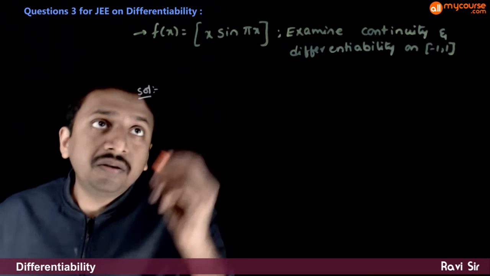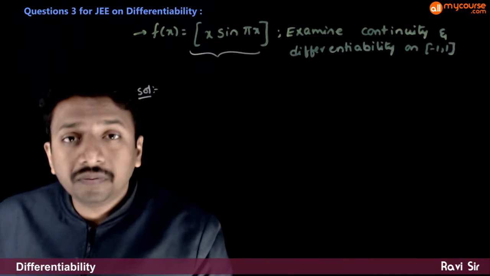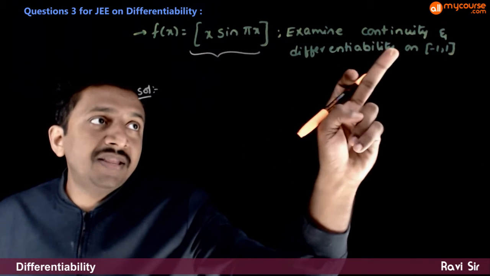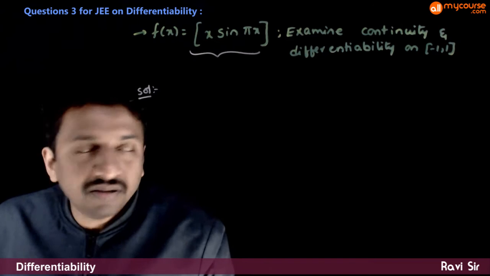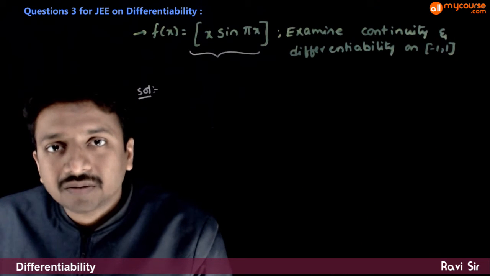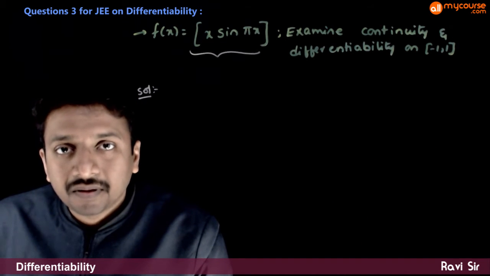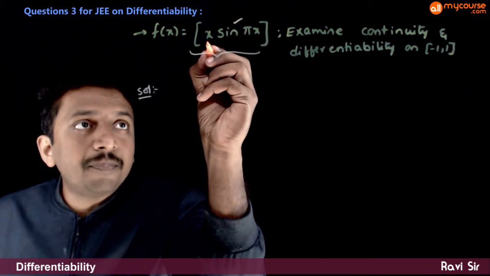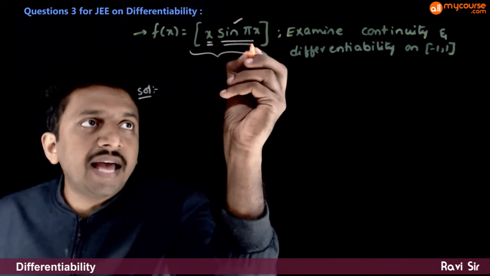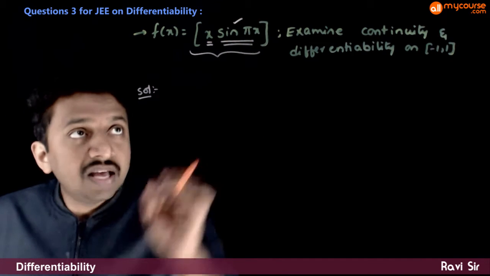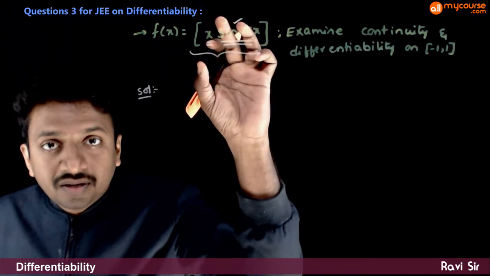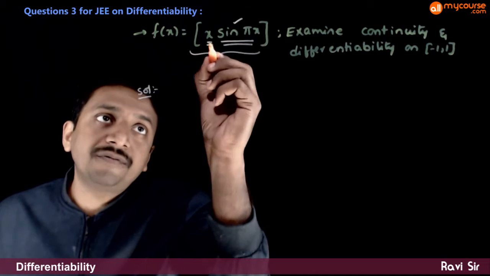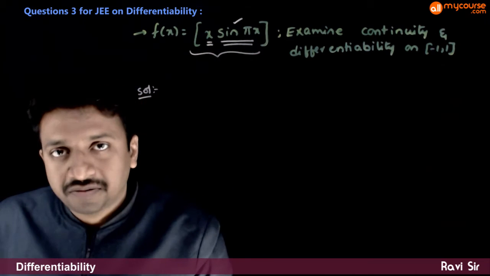So in this question, you're given f of x is equal to the integer part of x sine pi x. You're asked to examine the continuity and differentiability of this function on the closed interval [-1, 1]. Now, as you see, this function is a product of x and sine pi x, and this whole function is inside the integer part. That is a composition of this function and the integer part function.